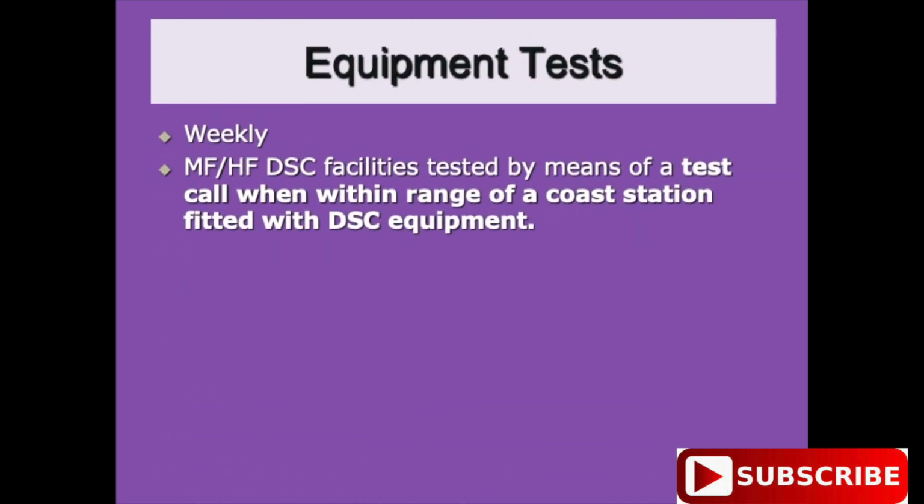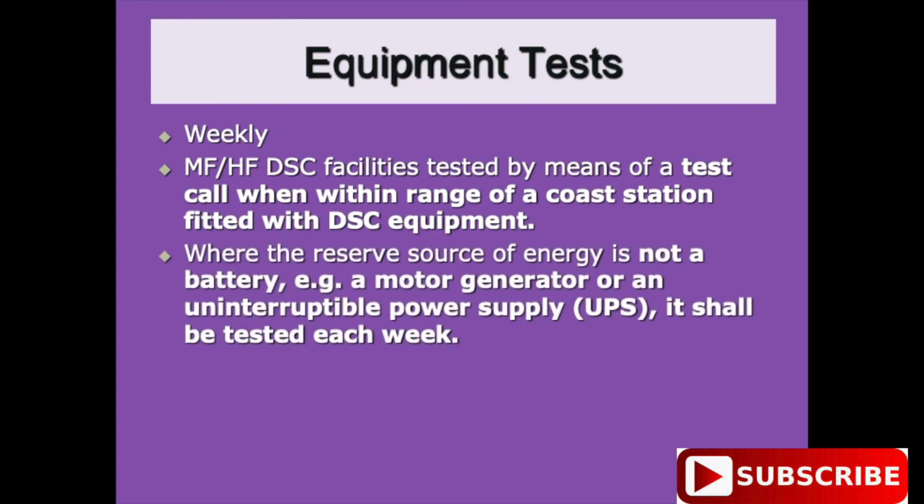MF/HF DSC facility tested by means of test call when within range of the coast station fitted with DSC equipment. So you'll be looking for ALRS Volume 5. You'll be looking for the channel, the coast station, and then you'll be calling them, which is a nearby coast station. So that's weekly once you should be doing that. And then what you've received, you should print it and file it up in your GMDSS book.